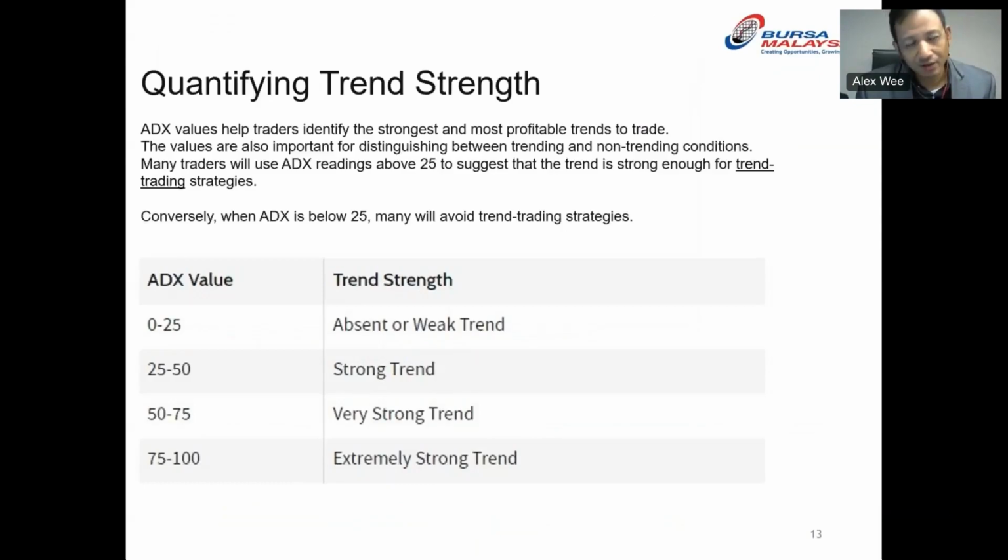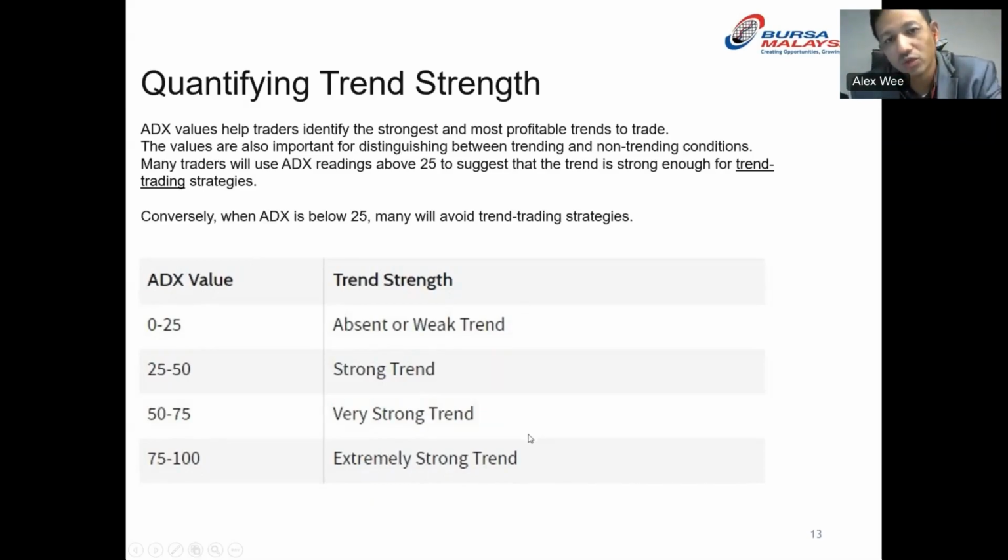As a general guideline to quantify the trend strength, we always like to quantify everything. We have very fixed readings: 0 to 25 is a weak trend, 25 to 50 is a strong trend, 50 to 75 is a very strong trend, and 75 to 100 is a very strong bull market, or a very strong bear market, or a recession, or a market crash. If it's above 75 and the market is crashing down, it's an extremely strong market. All right, so these are general guidelines.